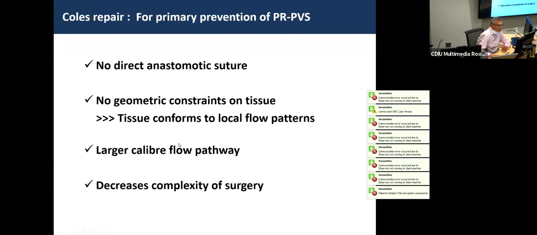So the rationale for it, as I said, is a larger caliber flow pathway, and it can be applied sort of universally for any type of pulmonary vein stenosis, whether it's primary or following earlier repair in which there's recurrent pulmonary vein stenosis. So the repair can be standardized, doesn't need to be individualized, and can be applied equally to, let's say, mixed pulmonary vein stenosis.